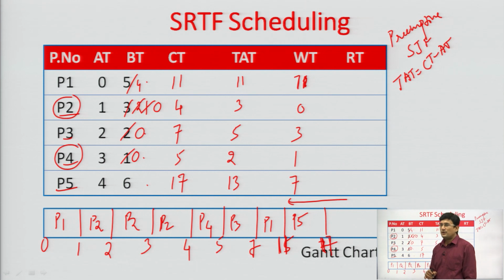Similarly, we can find out the response time. The response time is equal to the first time the process has got the CPU. So, the P1 process got the CPU at time 0, P2 got the CPU at time 1, P4 got it at time 4, P3 got it at time 5, and P5 got it at time 11.